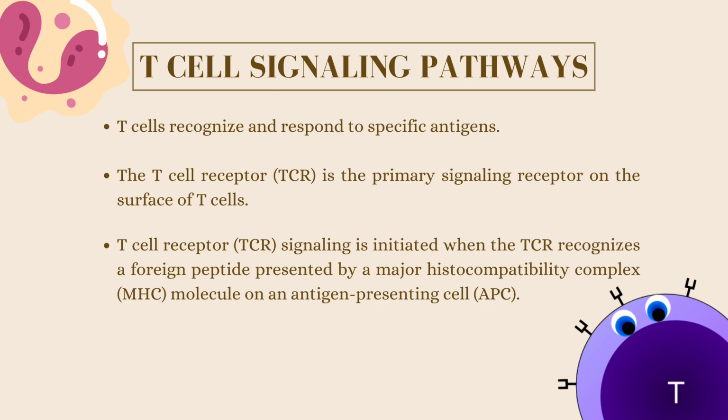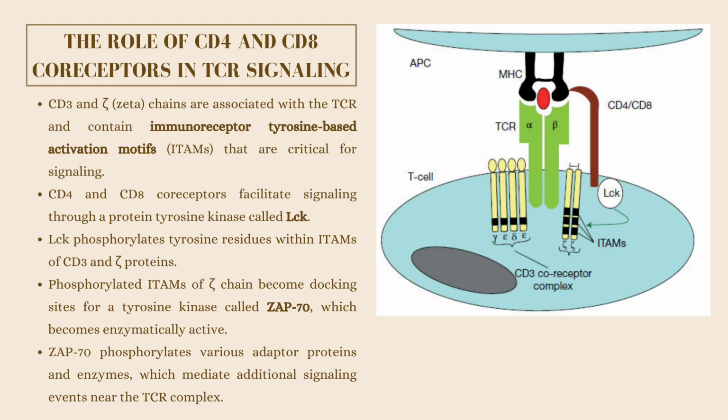an antigen-presenting cell. There are several transmembrane signaling proteins associated with the TCR, such as CD3 and zeta chains, which both contain immunoreceptor tyrosine-based activation motifs, or ITAM. CD4 and CD8 co-receptors are important in TCR signaling as they facilitate signaling through the protein tyrosine kinase, LCK, which is attached to their cytoplasmic tails. LCK then phosphorylates tyrosine residues in the ITAMs of CD3 and zeta proteins, which are critical for TCR signaling.